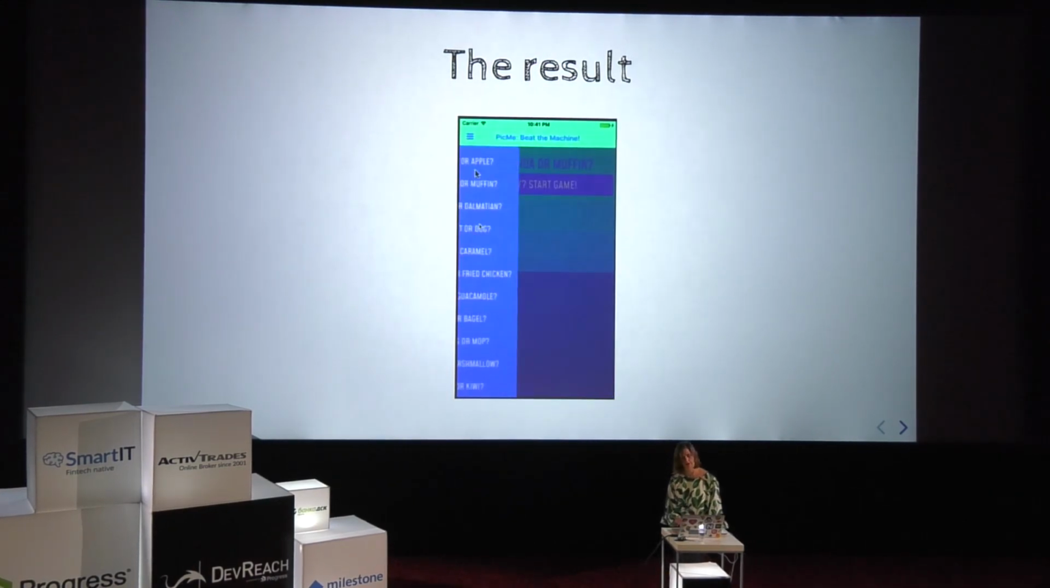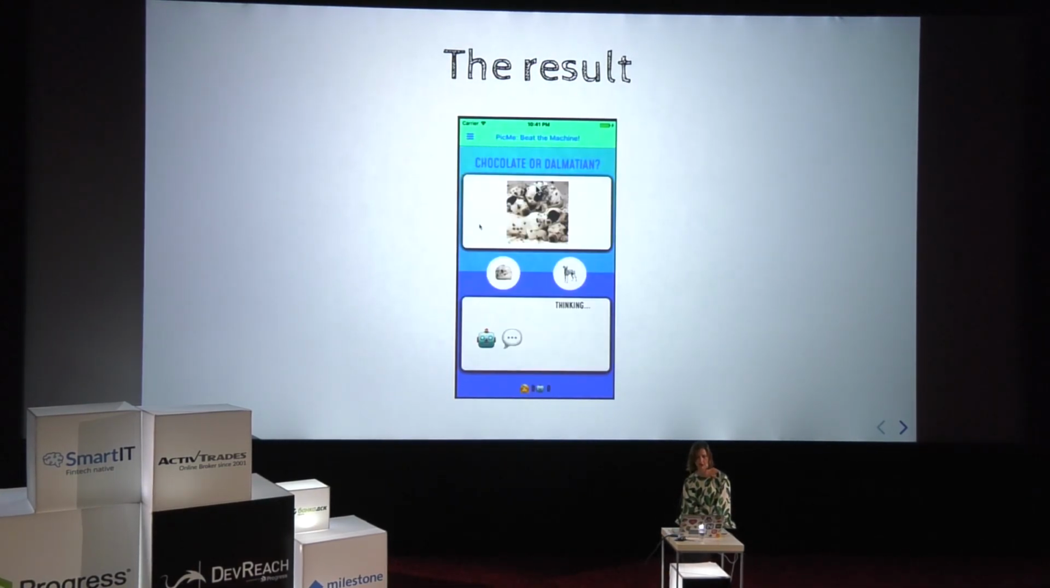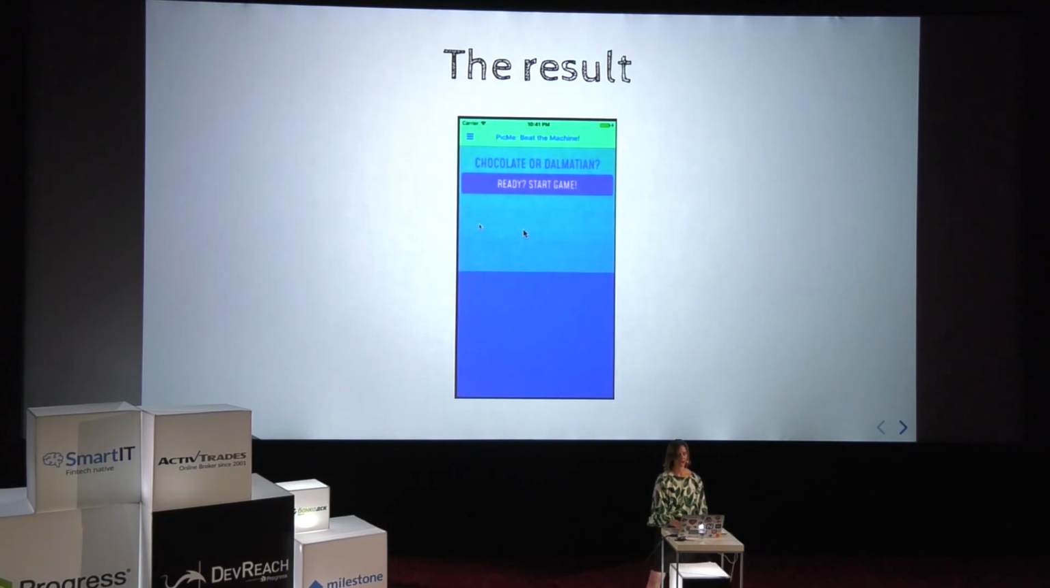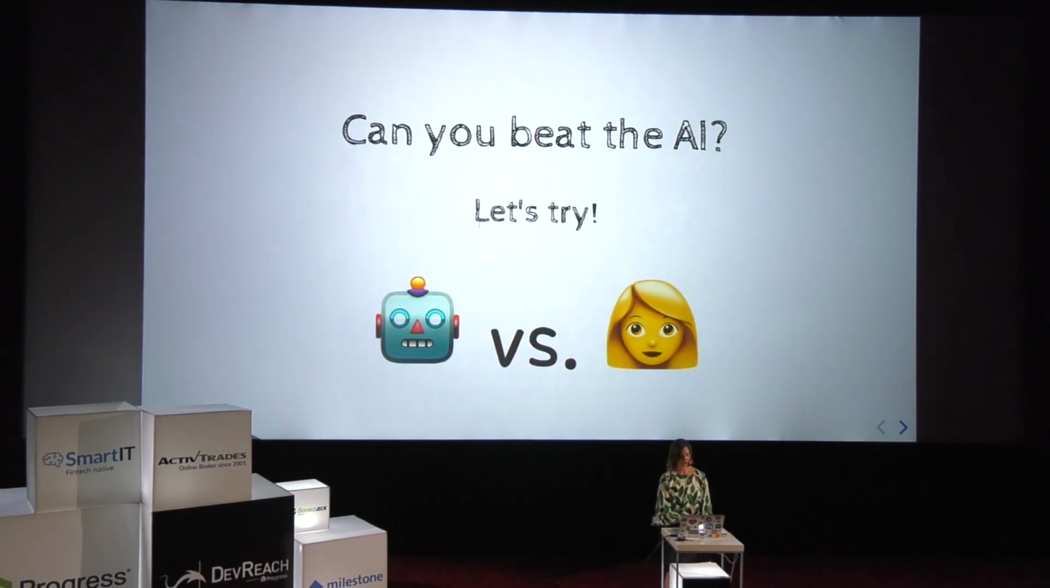And here is the result. So I have a bunch of images, and this is actually a very difficult one for the bot to understand. So it's chocolate ice cream or Dalmatians. It's not really easy. And then you can tell the bot gets confused. It's just not sure what it's looking at. And you can see the score at the bottom. The human's doing way better. So there we go. It's not easy. But sometimes the bot is a little bit more accurate, especially with food images like bagels and things like that. So I would like to see if anyone here is able to beat the AI.